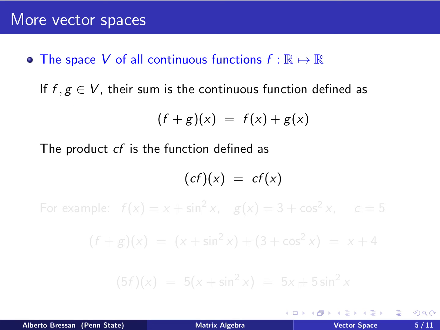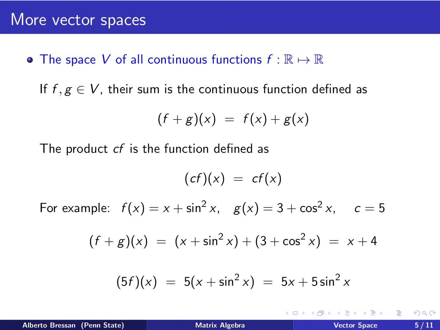Then I can sum up the 2 functions, so (f plus g)(x) would be simply f(x) plus g(x). And if you add up 2 continuous functions, the resulting function is continuous. Secondly, the product c times f is simply taking the function f and multiplying it by a number c. And the resulting function is still a continuous function.